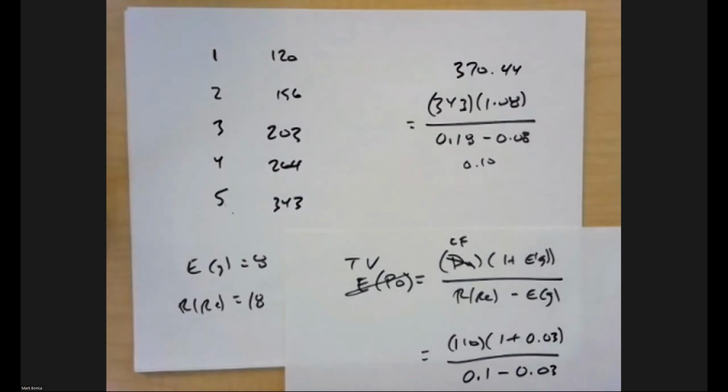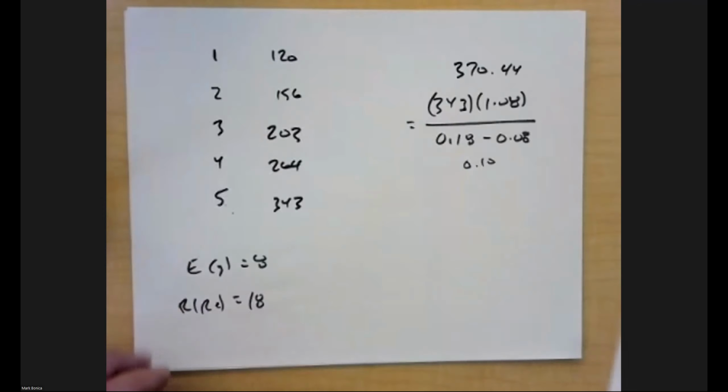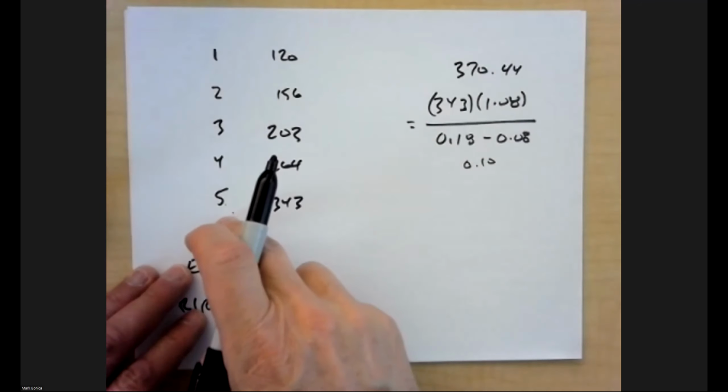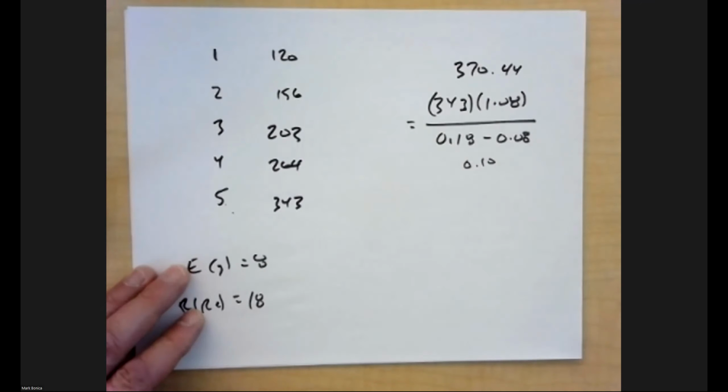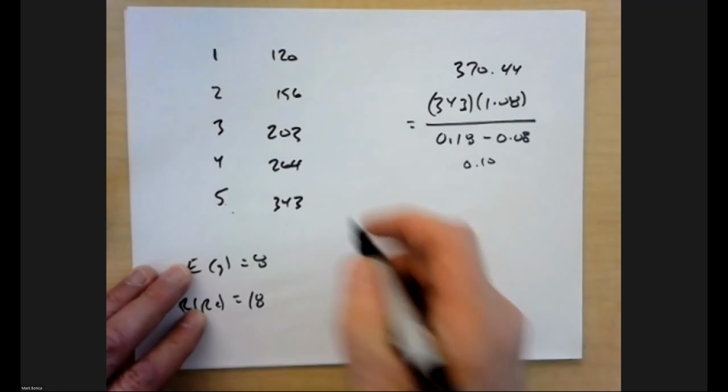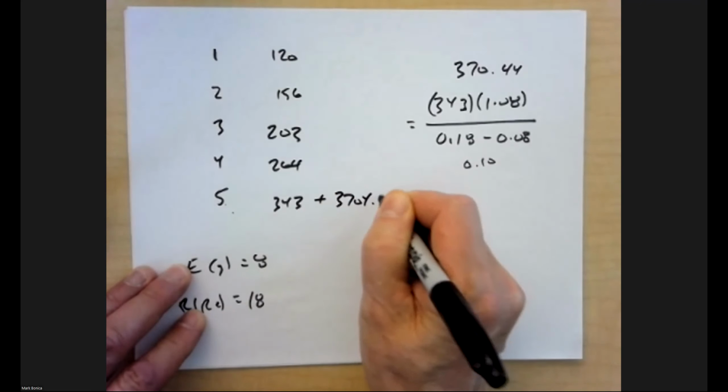So 370.44 divided by 0.10 is the same thing as multiplying 370.44 times 10. That'll make you look smart. You know that if you're dividing something by 0.1, it's the same thing as multiplying by 10. 370.44 becomes 3,704.40. So the terminal value, the value of year 6, 7, and so on, all the way into infinity, is worth 3704.40.